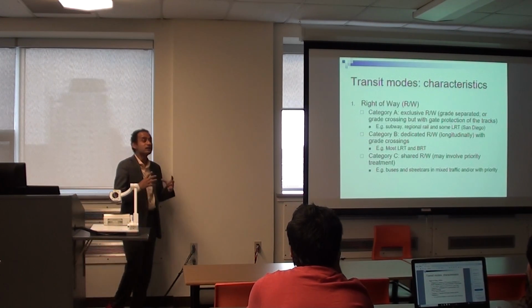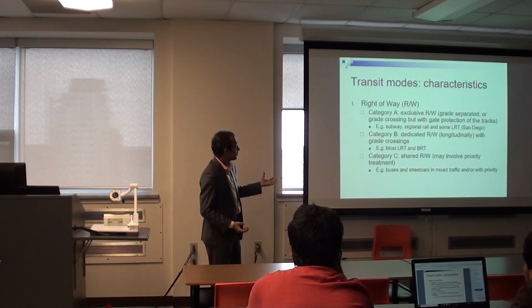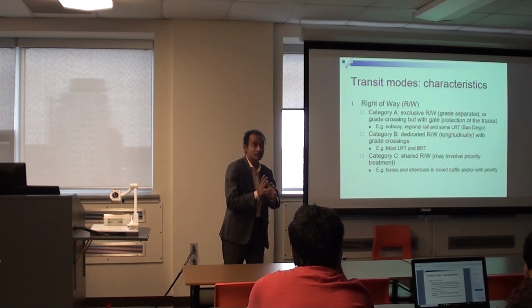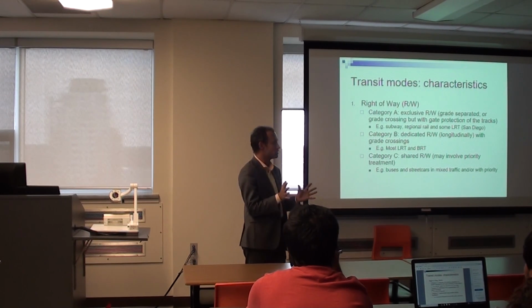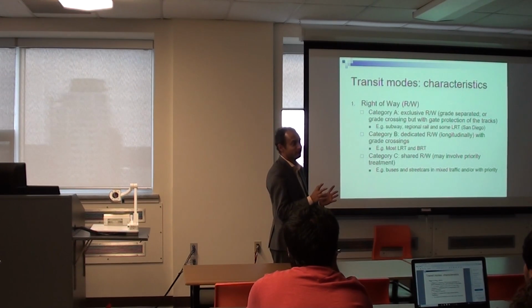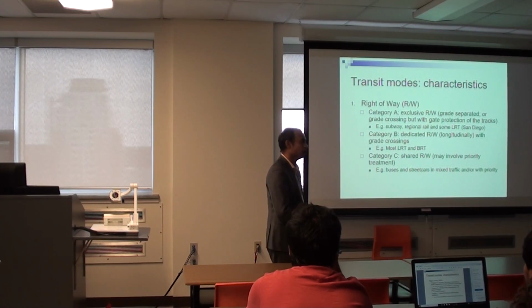Okay. So another big concept for transit planning is the right of way. Right of way, we can categorize it into 3. Right of way category A is the exclusive right of way. Grade separated, or grade crossing but with grade protection of the track. So subways, for example, the regional rail, commuter rail, if we have one, then that will be the same kind. LRT, some of the LRT can be.